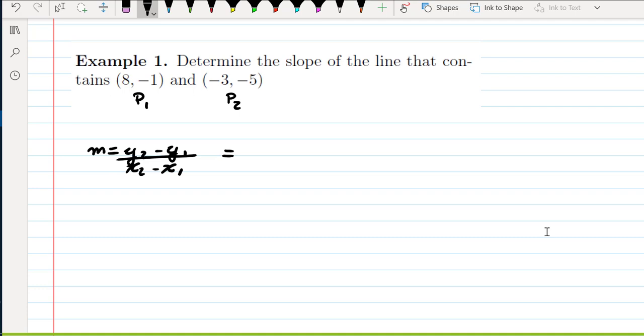So y2 is negative 5 minus y1, which is negative 1, over x2, which is negative 3, minus 8. Then minus a negative makes it a plus, and that gives us negative 5 plus 1, which is negative 4, over negative 3 minus 8, which is negative 11. A negative divided by a negative gives us a positive.